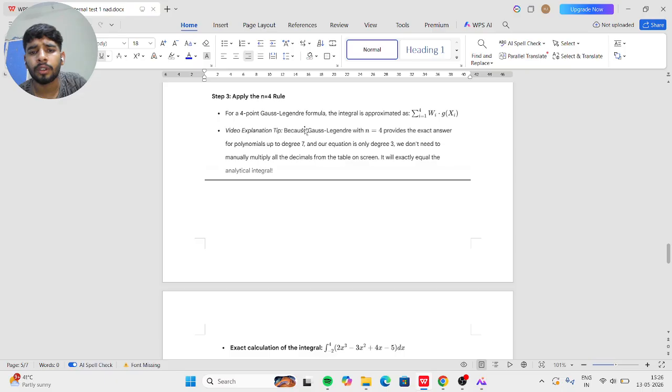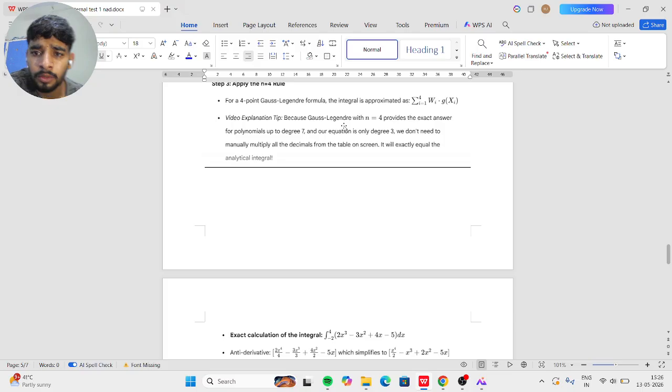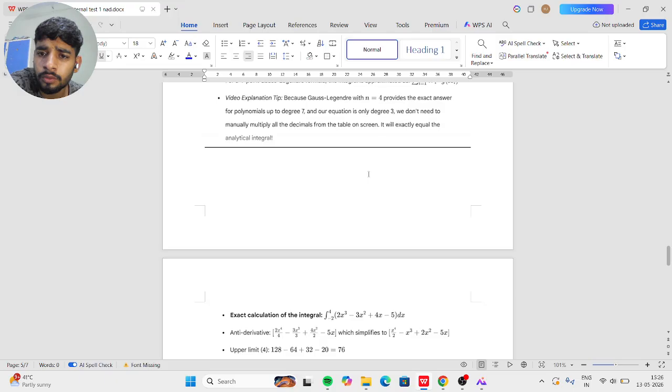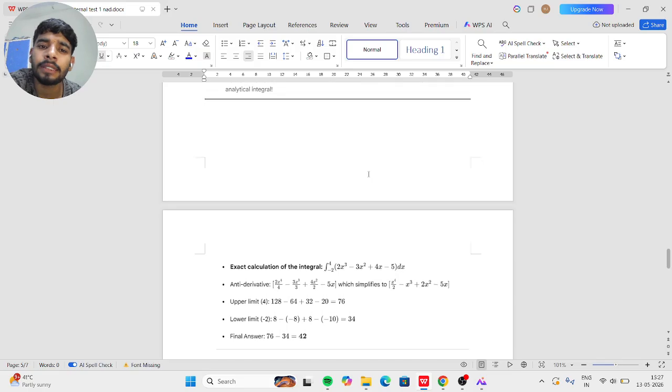For a 4-point Gauss-Legendre formula, the integral is approximated as the summation of i equals 1 to 4 of w_i g(x_i). Because Gauss-Legendre with n equals 4 provides the exact answer for polynomials up to degree 7, and our equation is only degree 3, we don't need to manually multiply all the decimals from the table on the screen. It will exactly equal the analytical integral.